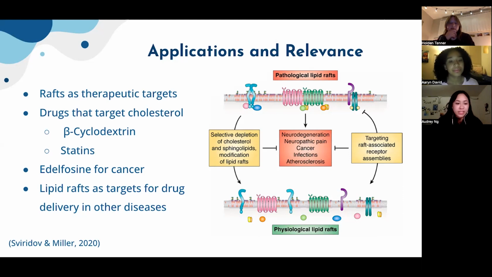And then edelfosine is a molecule that might actually help concentrate things like death receptors into the pathological rafts of cancer cells and allow them to undergo apoptosis when otherwise they're resistant. So overall, there's a lot of studies, again, that disrupting cholesterol in rafts could lead to decreased viral infection and decreased amyloid beta, things like that. And overall, lipid rafts could play an important role in targets and for drugs delivered to the cell, just because, again, they're involved in signaling and taking things into the cell.